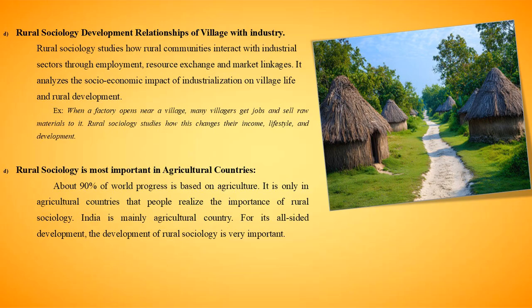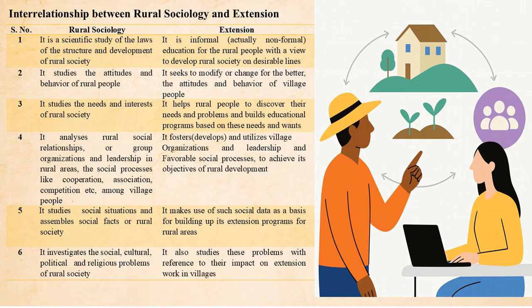Rural sociology is most important in agricultural countries. About 90% of world progress is based on agriculture. It is only in agricultural countries that people realize the importance of rural sociology. India is mainly an agricultural country. For its all-sided development, the development of rural sociology is very important. Rural sociology and extension.